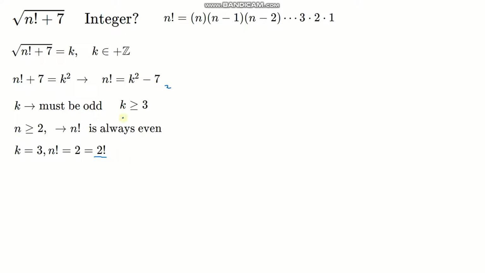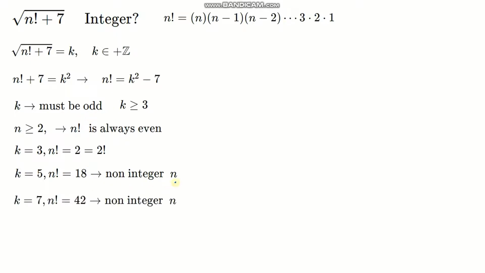When k equals 5, we have n factorial equals 5 squared, which is 25, minus 7 is 18, and 18 cannot be represented in n factorial form. 3 factorial is 3 times 2, 6, and 4 factorial is 6 times 4, that is 24. So 18 cannot be represented by any n factorial form.